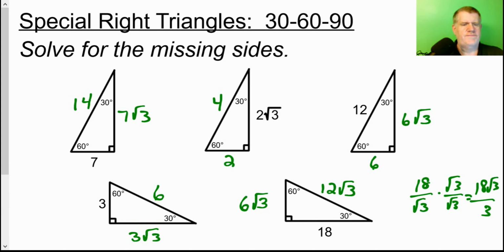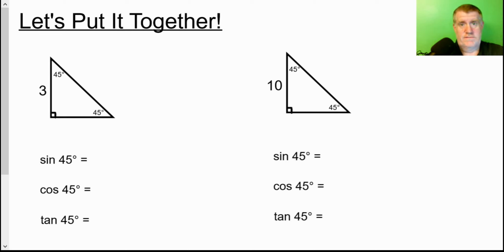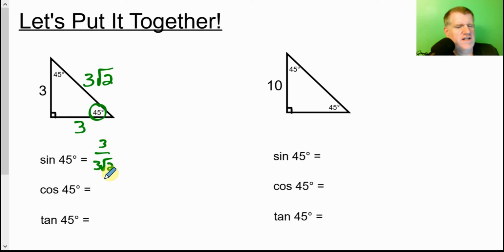All right, so if you've got all that, here's where we're going to put it all together. If this is 3 and this is 3, this is 3 root 2. Here's what I want you to know. So what's the sine of 45 degrees? Well, here's a 45-degree angle. Sine is opposite over hypotenuse. Hypotenuse is 3 root 2. Looks good, doesn't it? We'll come back and simplify it in a second.